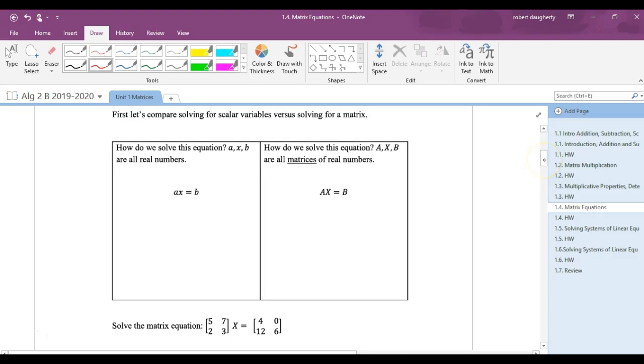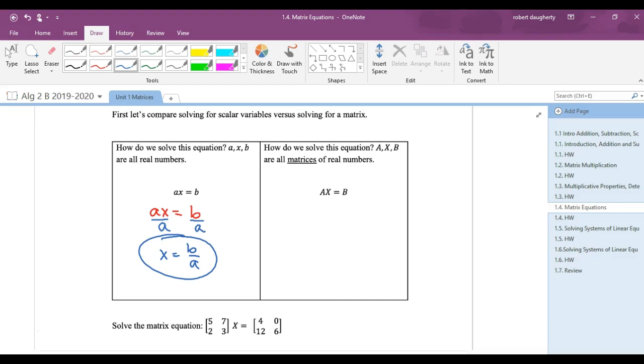What you see on the left is pure algebra 1. A, X, and B are all numbers, okay? If you're told to solve this for X, what do you do? If these are all numbers, you have AX equal B. The next thing you do is divide everything by A, and you get X is equal to B over A. Algebra 1 stuff, okay?